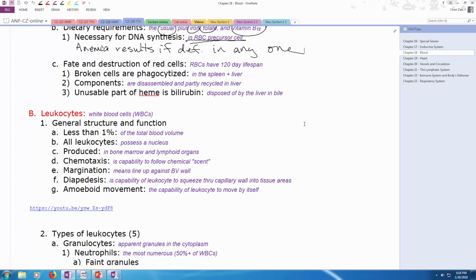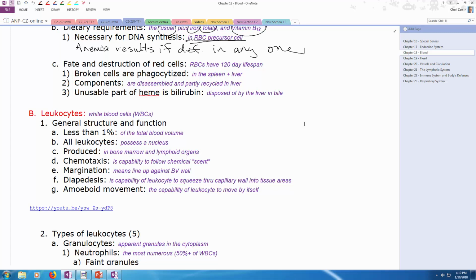Fate and destruction of red blood cells. They have a 120-day lifespan. So after 120 days, are you dead? Oh, why are you still here? After 120 days. Are all of them produced only once and then 120 days later? No, we have this continuous production of red blood cells, right? So when 10 die today, 10 will die tomorrow and 10 will die tomorrow, but then 10 will be produced today and 10 tomorrow and so on and so forth.